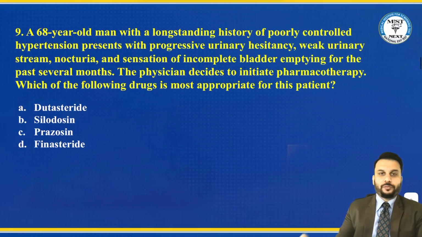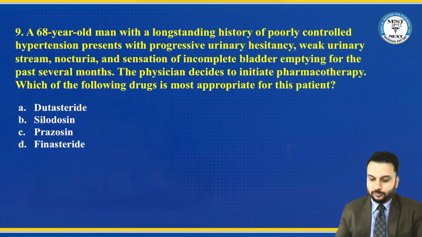So here you go. Next question. A 68-year-old man with a long-standing history of poorly controlled hypertension presents with progressive urinary hesitancy, weak urinary stream, nocturia, and a sensation of incomplete bladder emptying for the past several months. The physician decides to initiate the pharmacotherapy. Which of the following drugs is most appropriate for this patient?